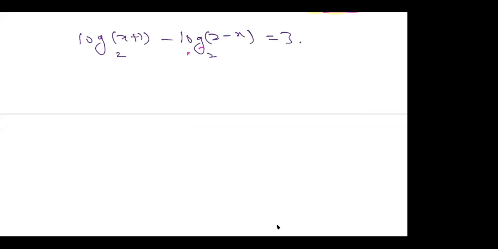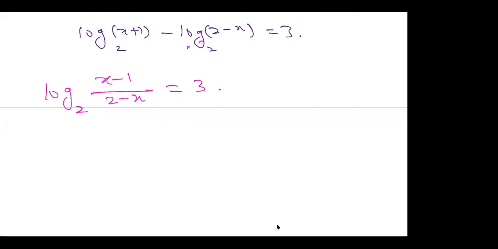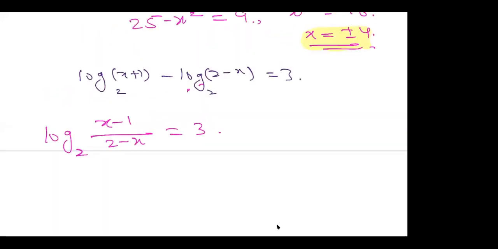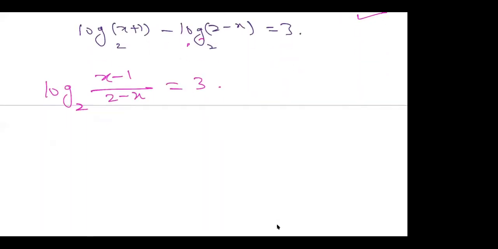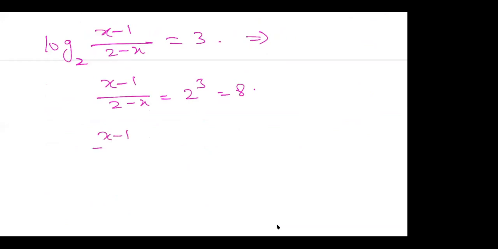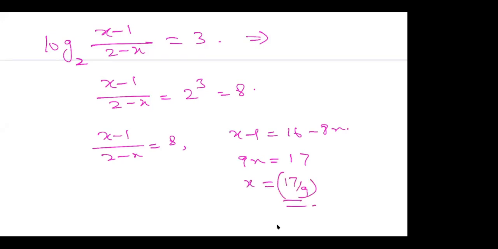Log of x minus 1 upon 2 minus x with base 2 is equal to 3. The third answer is plus minus 4, I have written it here. This 2 will transfer there, so x minus 1 upon 2 minus x is equal to 2 to the power 3, that's 8 only. So x minus 1 upon 2 minus x is equal to 8, or x minus 1 is equal to 16 minus 8x, 9x is equal to 17. x is equal to 17 by 9. I'm getting something like this.